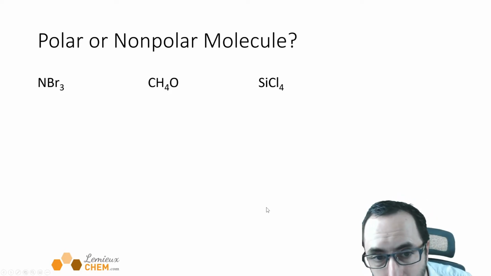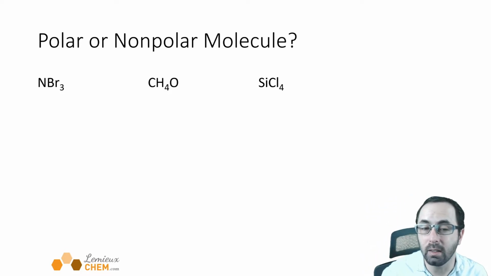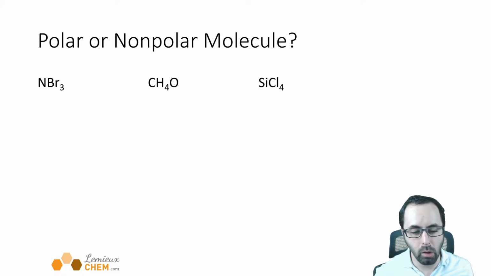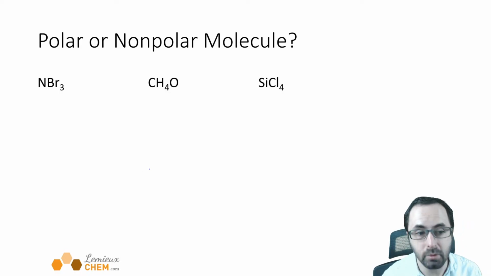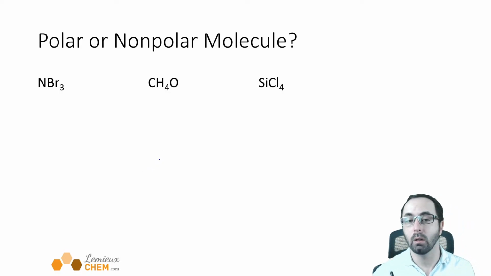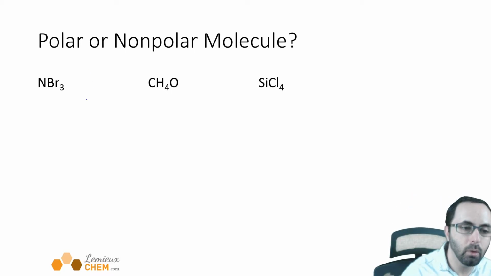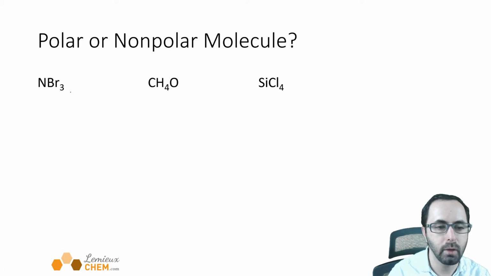So let's look at a few more examples, and decide, are these polar or non-polar molecules? Okay, so again, we've got multiple steps to go through here. We have to first do the 3 preliminary steps. Number 1, draw the Lewis structure. Number 2, use VSEPR to determine the shape. Number 3, decide if there are any polar bonds in the molecule. We have to do all of that before we can even figure out if the molecule is polar. So let's start with NBr3 here.